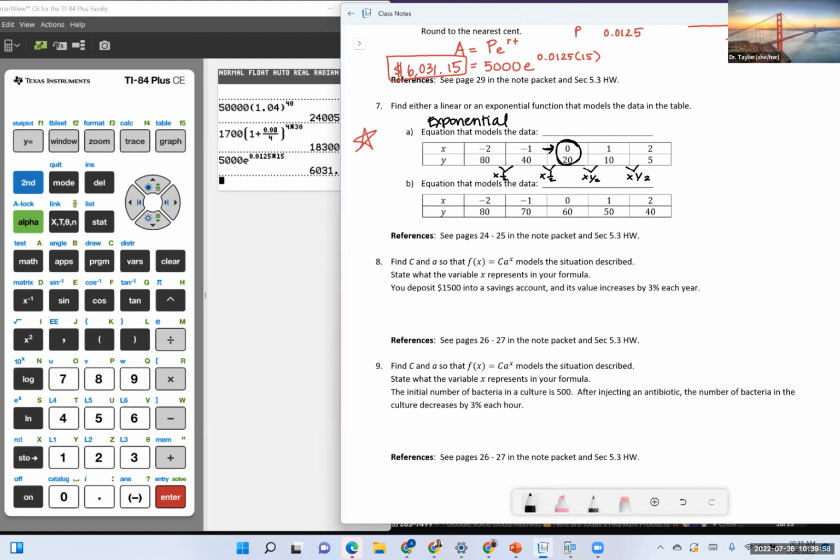So the initial value is at 0. You look for 0 on the chart and you see it's 20. So your C equals 20 and your A equals 1/2. So when we put this together, we get f of x equals 20 times 1/2 to the x.